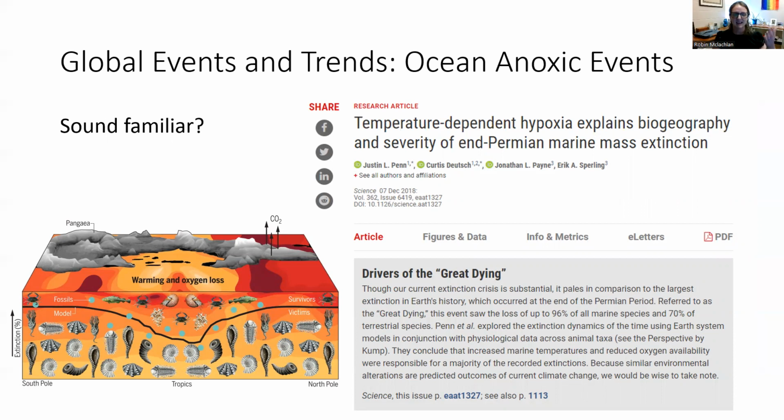This is a paper that was written about the end Permian mass extinction. And even though it focuses on the end Permian mass extinction, the processes that are discussed can happen during any time of global warming. So we're going to look at it as related to the Mesozoic and also know that it can also happen today.